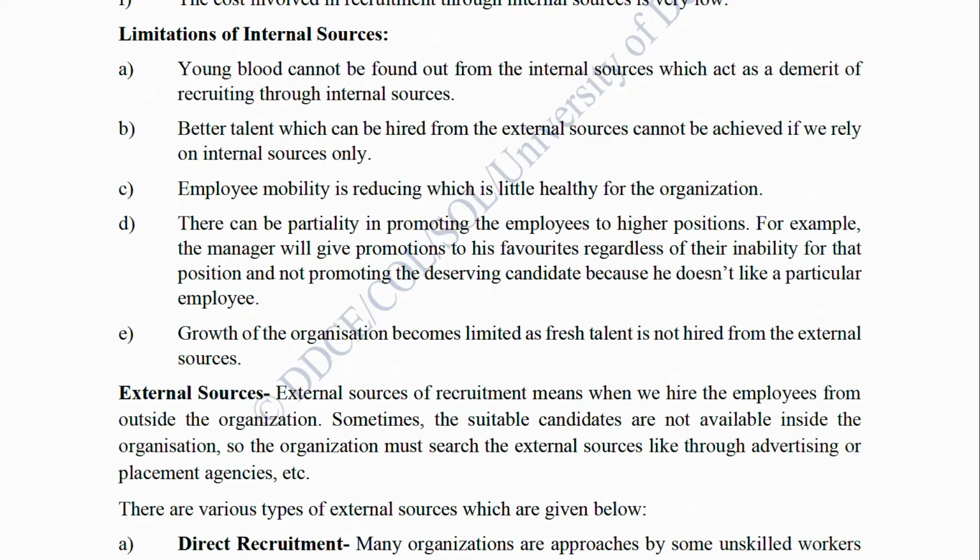Fourth, there can be partiality in promoting the employees to higher positions. For example, the manager will give promotions to his favorites regardless of their inability for that position, and not promote the deserving candidates because he doesn't like a particular employee. Fifth, growth of the organization becomes limited as fresh talent is not hired from the external sources.